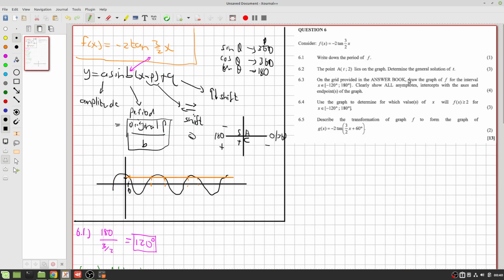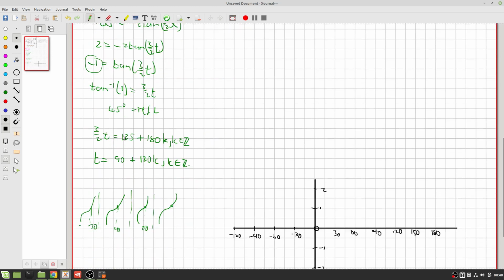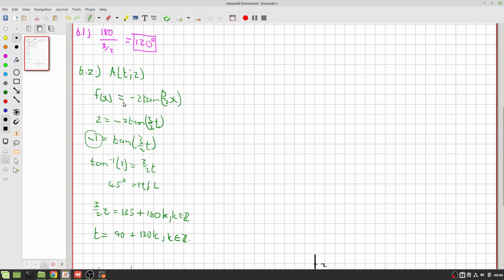Now what do we have to do? Draw the graph of f. Okay, so we need to draw our graph, which is this one here: f of x equals -2 tan 3/2 x.